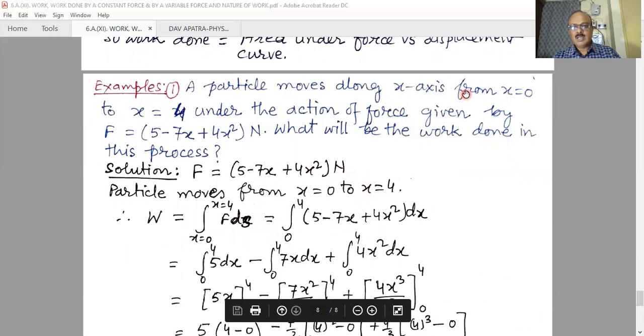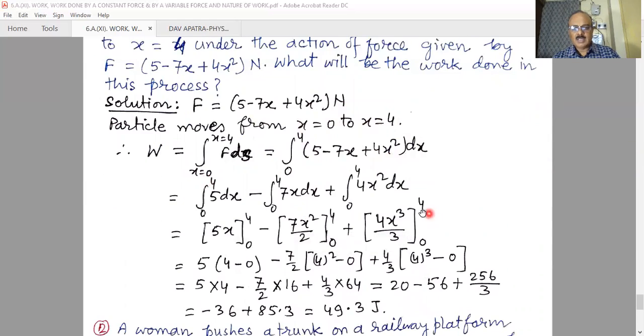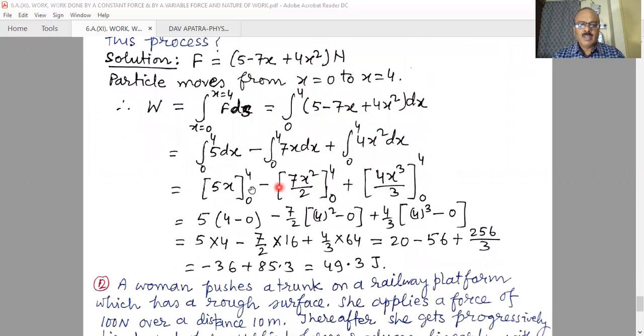In this case, we are taking along the x-axis, therefore we write the integration of f dx from 0 to x. f of x is 5 minus 7x plus 4x squared, into dx. By distributing these, that is the integral from 0 to 4 of 5 dx, minus 7x dx, plus the integral from 0 to 4 of 4x squared dx.